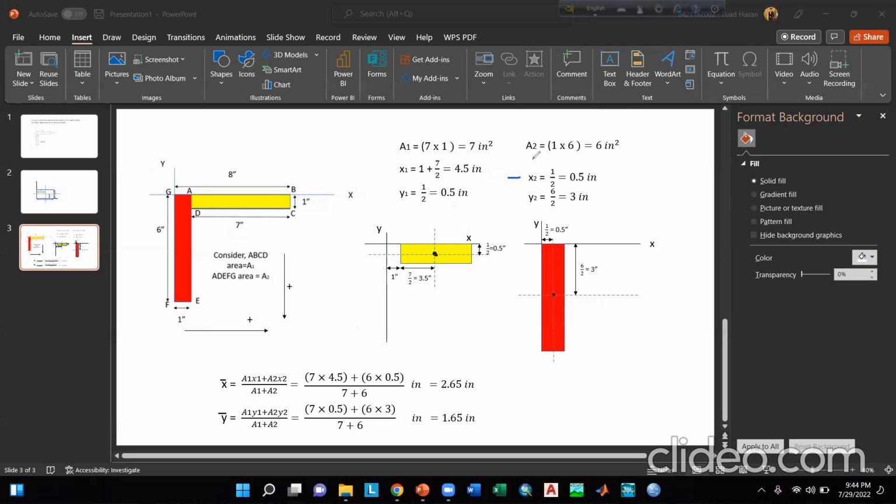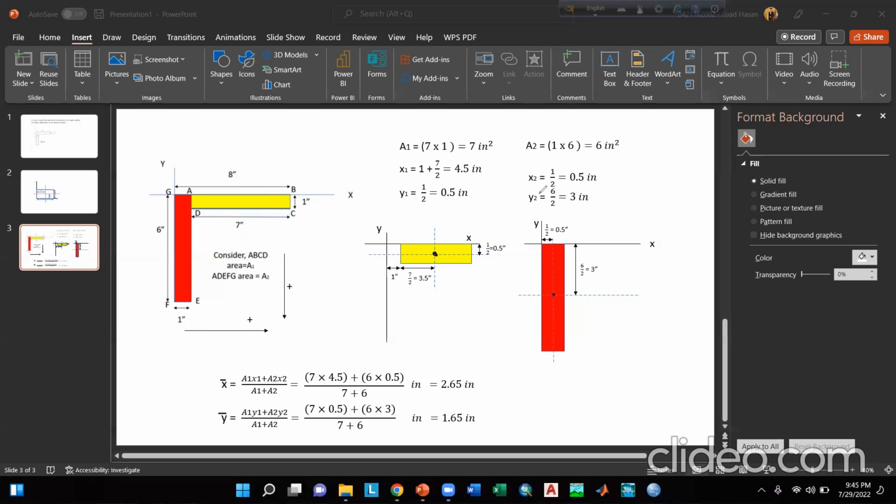Now calculate the centroidal distances x2 and y2 for the area A2. So here is our area A2, which is marked in red color, and here are our reference x-axis and y-axis, and these two axes are at the edge of this rectangular portion. So what will be the distance x2? It will be the centroidal distance from the y-axis and it will be equal to 1 by 2 inch, which is 0.5 inch. So why is it 1 by 2 inch? Because the length here is equal to 1 inch. So half of its length will be equal to 0.5 inch.